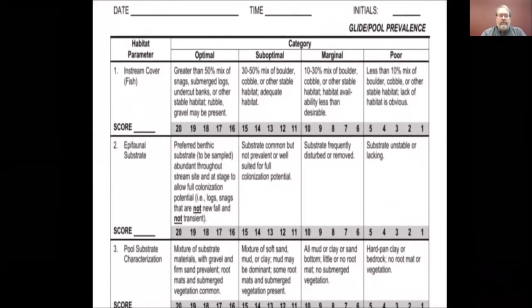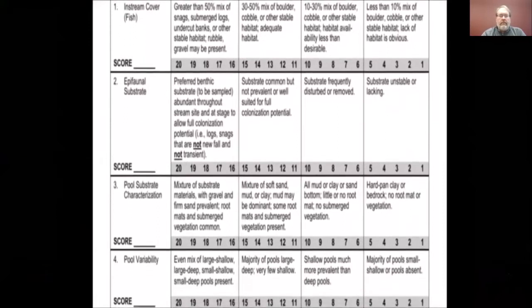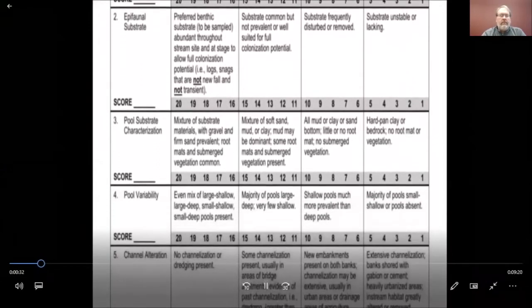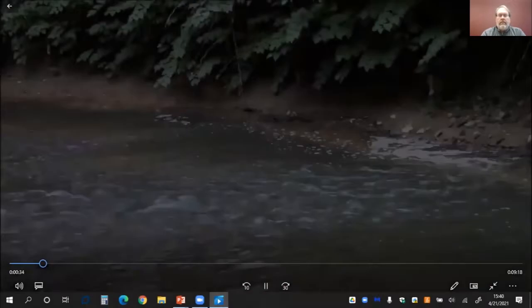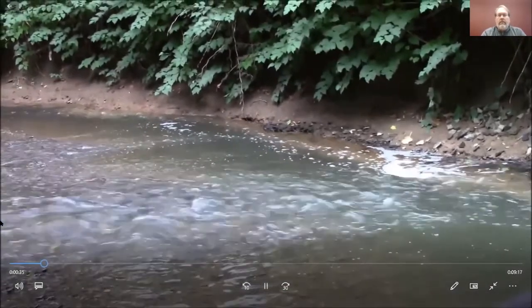Created by the Pennsylvania Department of Environmental Protection, the habitat assessment form rates various qualities of the stream, like its flow rate, or the composition of the stream bed, based on how apt it is as a home for aquatic life. Today we'll be looking at two streams.